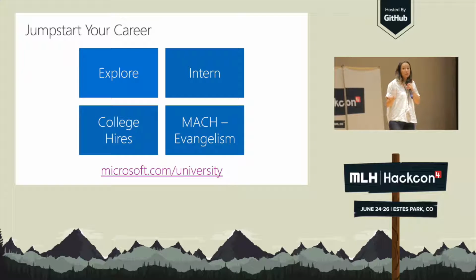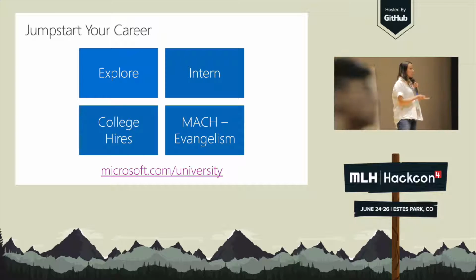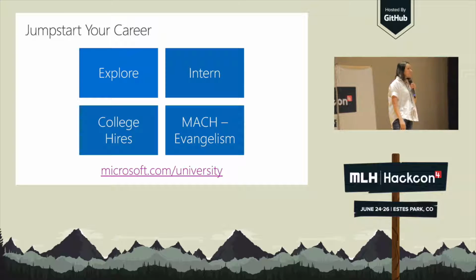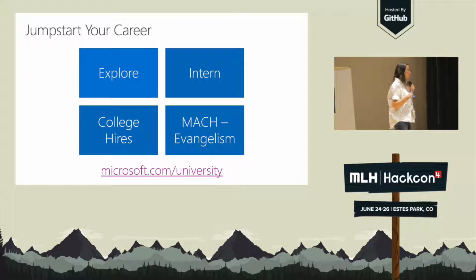Now, if you want to work full-time, there are two ways. There's the official college hire program. So you come fresh out of college, you get to work on our engineering team. That typically is something that our recruiting arm leads. We also have what's called the MACH program, and that's the Microsoft Academy of College Hires. Most of the team folks that end up on our team come from the MACH program.